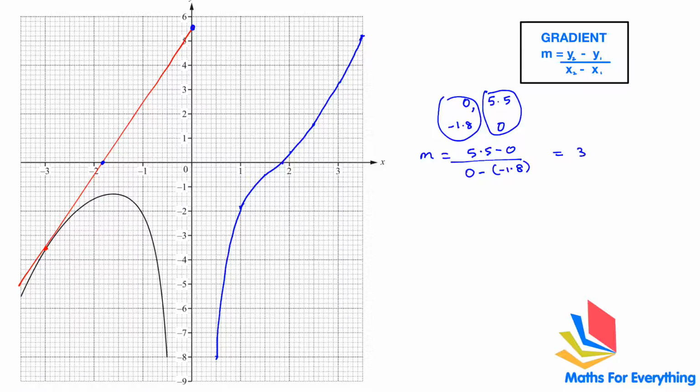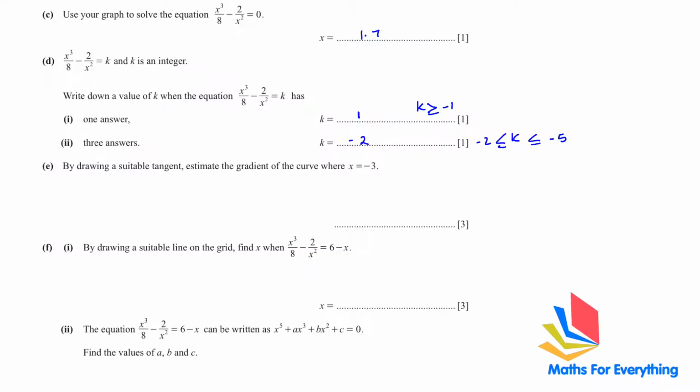And I will get the answer 3.05. I'll round it to one decimal, which is 3.1. So the gradient is 3.1. But your answer can be anything between 2.5 to 4. They are very lenient with that. You just needed to know how to draw the tangent and the gradient formula.